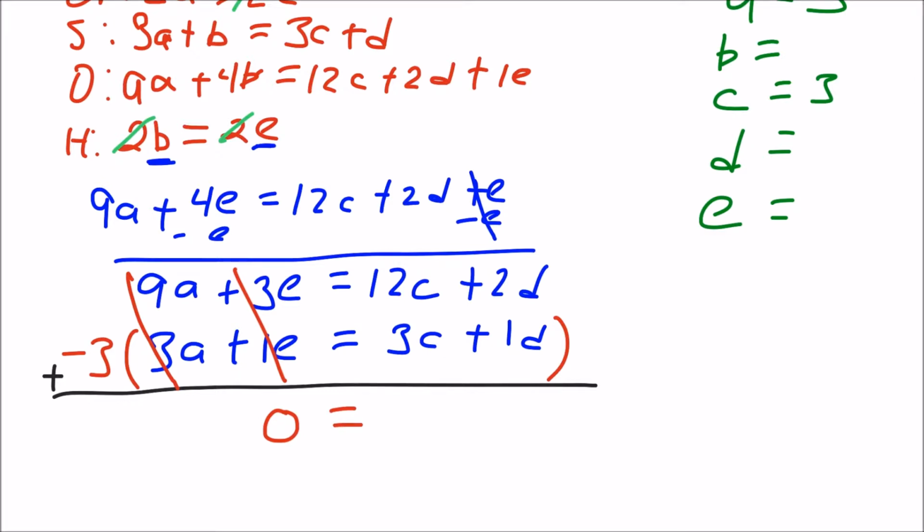So let's see, if I do -3 times +3 over here, I'm going to get -9. And if I add 12c to -9c, then that's going to give me +3c. So let's put that here. Plus, alright, finally, I'm going to do this -3 times 1d. That's going to get me -3d. If I add -3d to +2d, then that's going to give me -d.